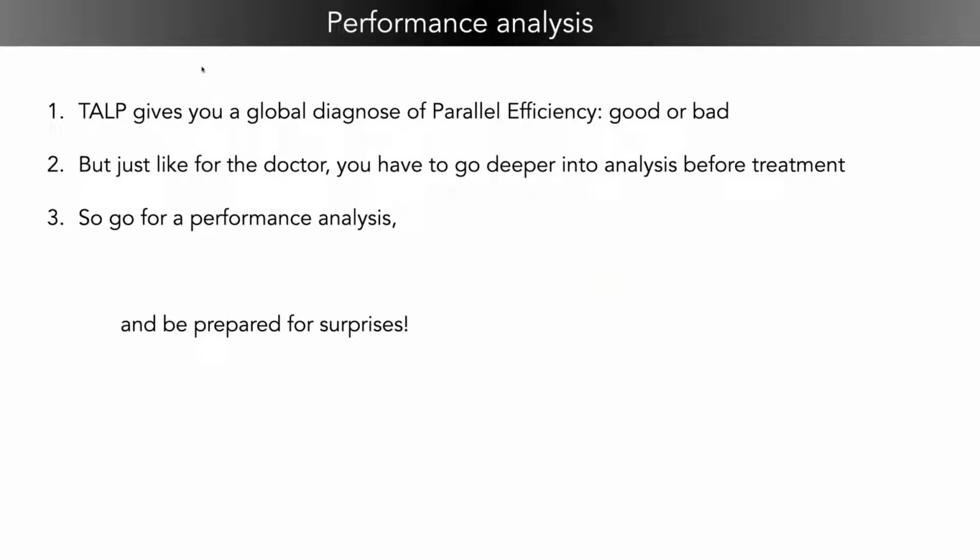Okay, so the conclusion of that is that you can use a library. Here I present TALP, but there are many libraries that you can use for this. This gives you a global diagnosis of your parallel efficiency, whether it is good or bad. But sometimes it's not sufficient. So what we usually do is try to detect problems using TALP, and then we go for performance analysis. I will present some very short examples on that.